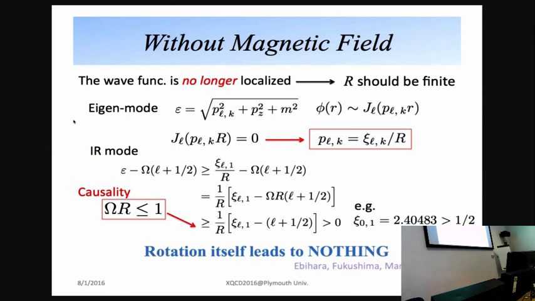Now we are considering the rotation. Then we have the causality condition, omega R smaller than 1. It means that the lowest IR mode should be smaller than this value. And surprisingly, this quantity is always positive because of the property of the Bessel zero. For example, psi_01 equals 2.4 and so on, which is larger than 1/2. So it means that rotation itself leads to nothing. I mean, without the magnetic field, rotation cannot change the dynamics, at least at zero temperature.